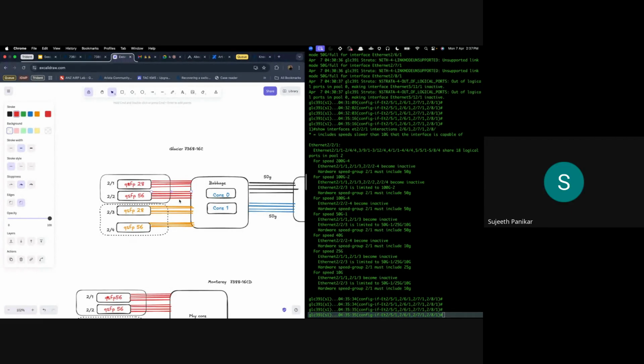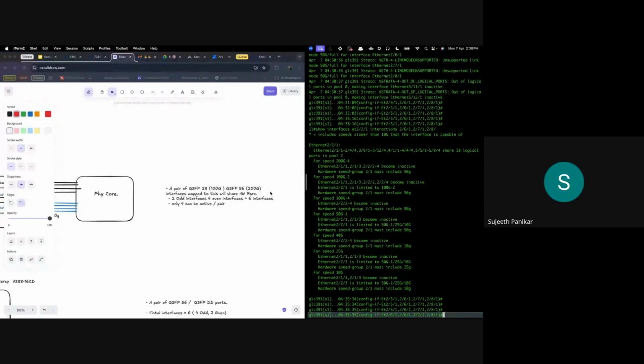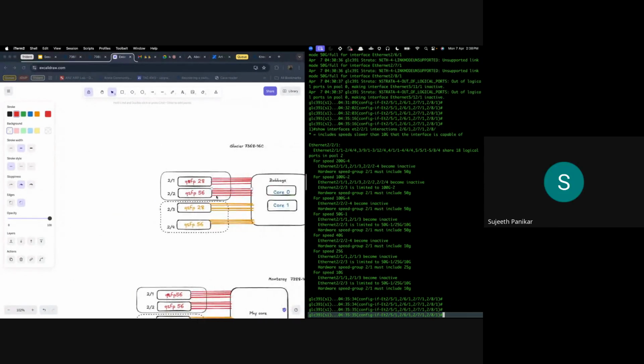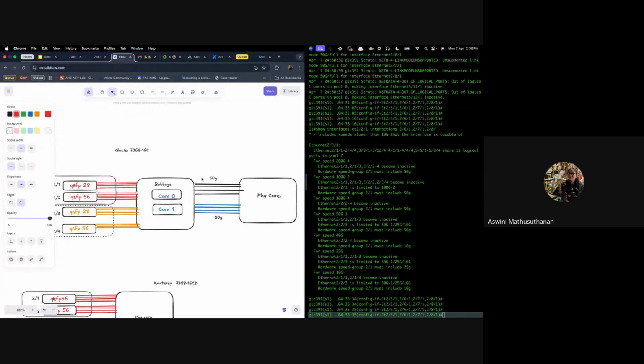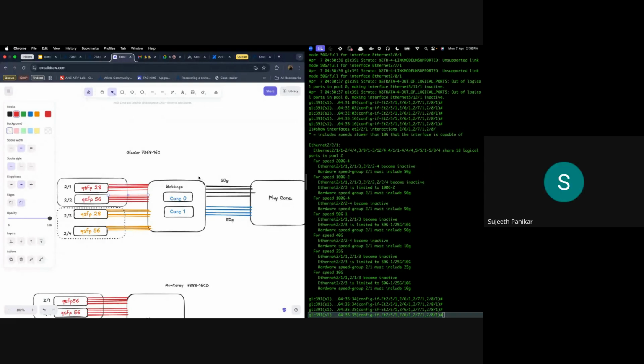If you look at the Babbage, like Ashwini was saying, the Babbage is split into two cores, core 0 and core 1. Core 0 has four links that go to the ASIC, and core 1 has four links that go to the ASIC. So I only have four links per core, which means that interfaces 2/1 and 2/2 have to share these four black color links. If those four links are utilized by any interface, the other interfaces in that pair will be unusable.